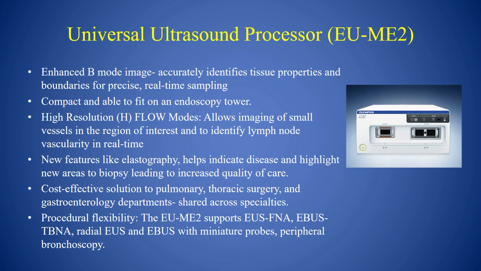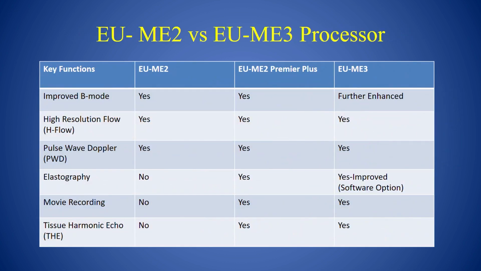It is cost effective because it can be used with and shared with other departments, including gastroenterology, and you can do all your procedures, be it EBUS, EUS-FNA, or Radial EBUS with the same processor. Between the EU-ME2 and ME3, the ME3 is a single hardware. You do not have different hardwares if you're considering elastography. You can always upgrade only with a software upgrade.